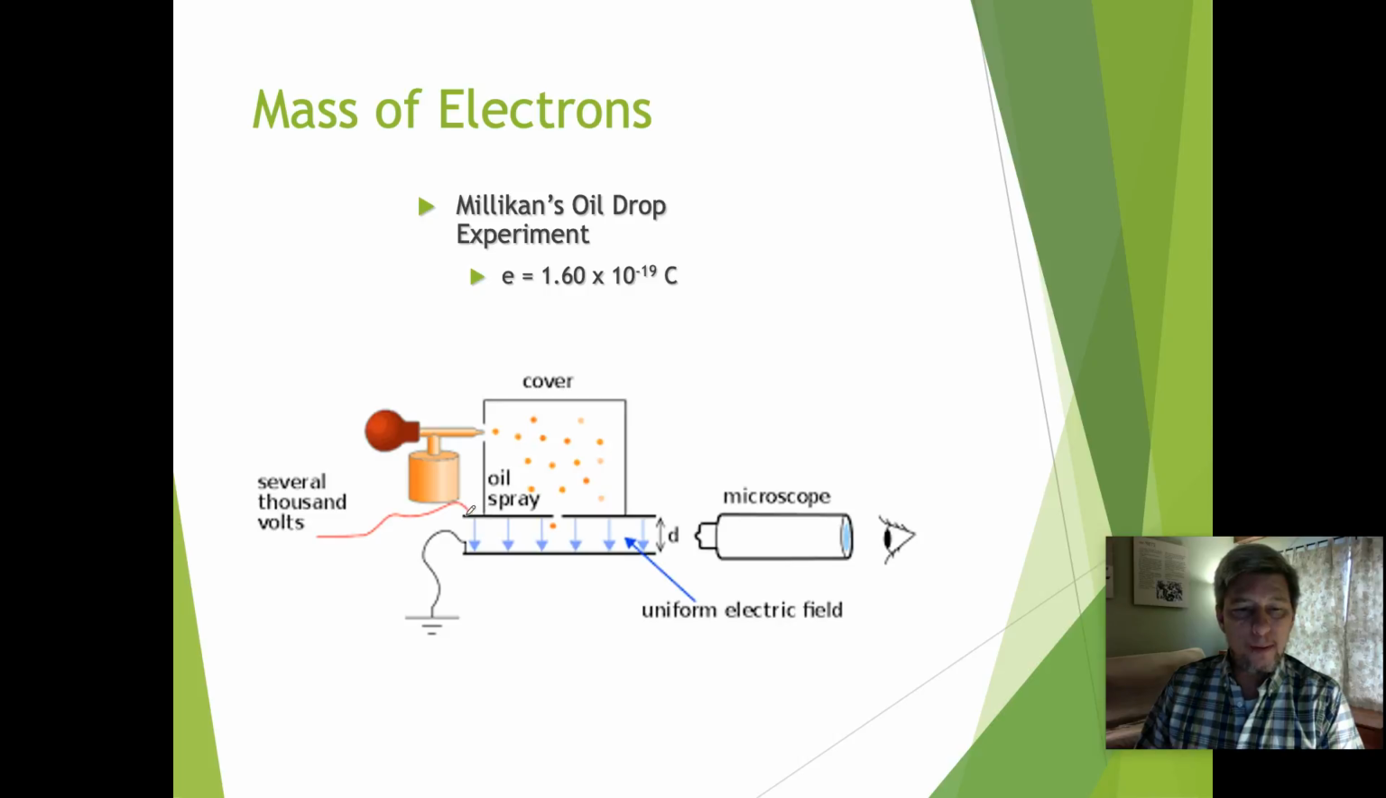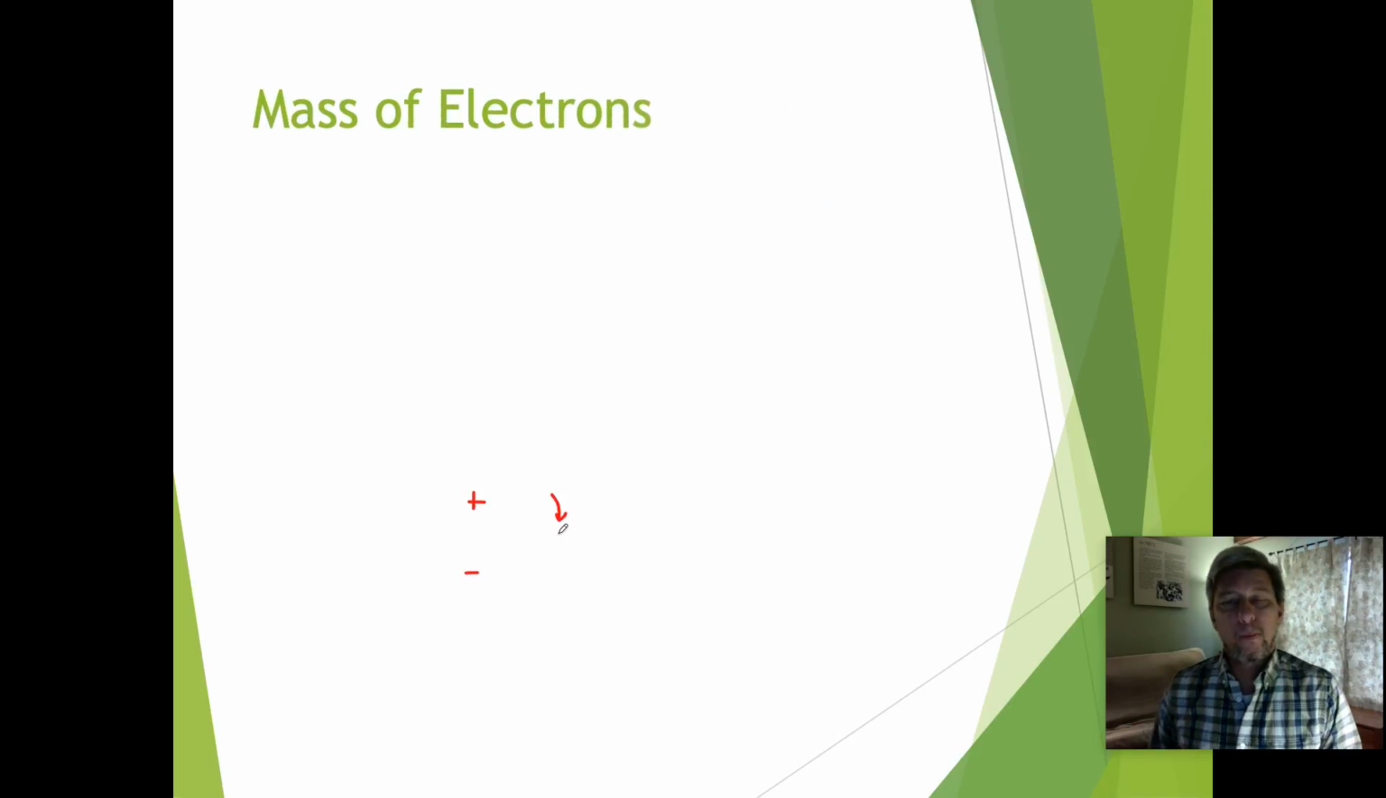And at the bottom of the chamber was a positively charged plate, and below that was a negatively charged plate. So an electron would come and fall through this little opening, and then he would adjust the voltage, so the electrostatic force versus the force of gravity. And so he was able to calculate the charge on each of these little particles that he had.